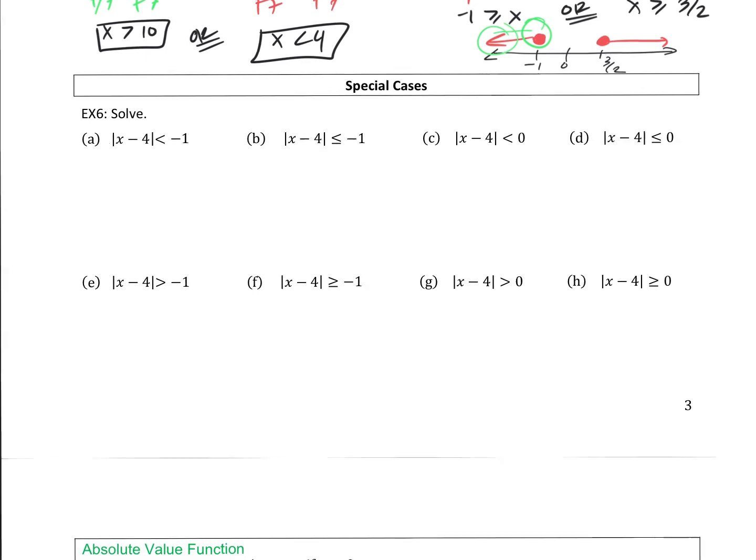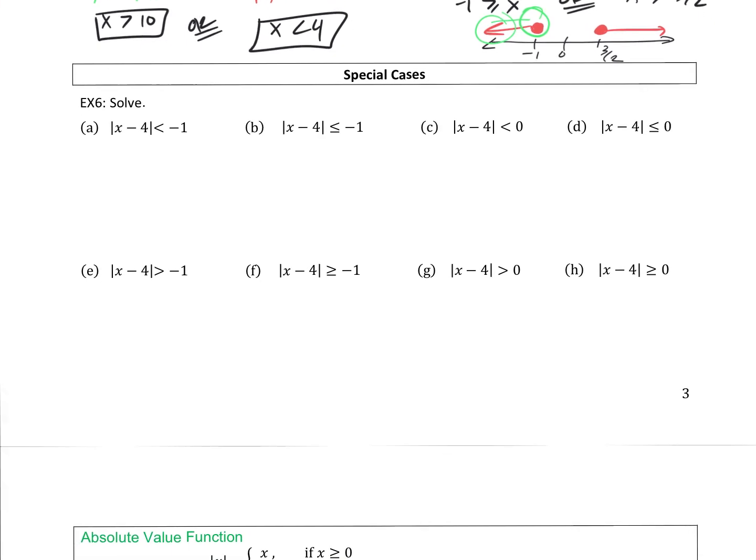Let's take a look at some special cases. So we have a bunch of random little special cases. Try pause the video and see what answer you think you would have. Keep in mind, again, we're talking about the distance from 0.